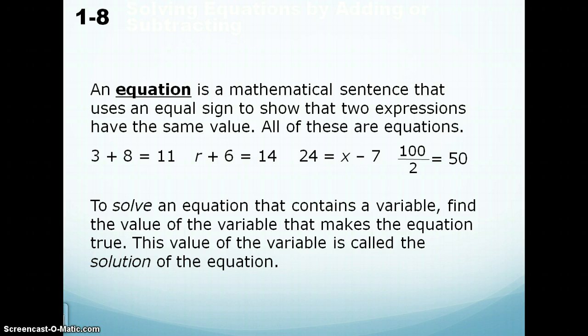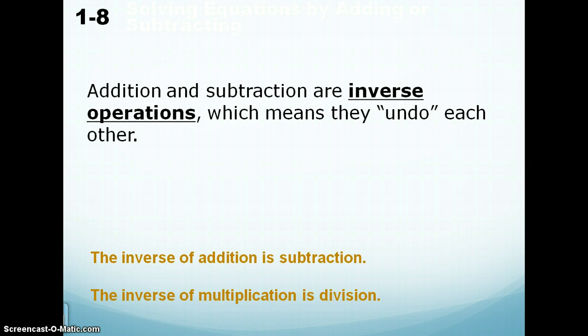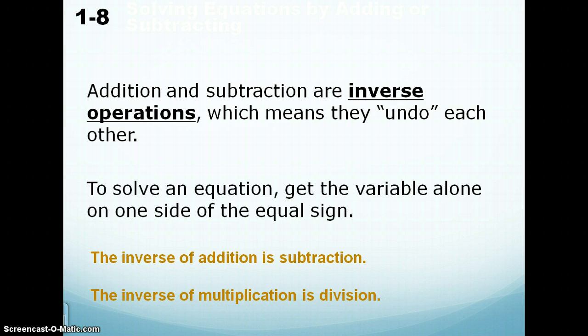To solve an equation that contains a variable, we're looking to find the value of the variable that makes the equation true. The value of the variable is called the solution of the equation. Addition and subtraction are inverse operations, which means they undo each other. So the inverse of addition is subtraction, the inverse of multiplication is division. To solve an equation, we're going to get the variable alone on one side of the equal sign using inverse operations.